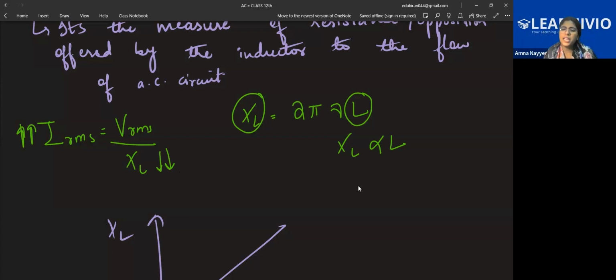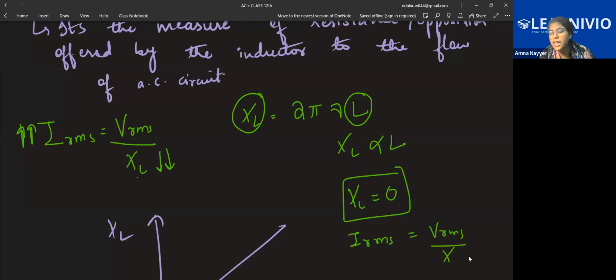So if I make this XL completely equal to 0, it means the current will be the maximum here. In this equation, IRMS is equal to VRMS divided by XL. If I say this is 0, this whole term will be infinite. You know, 1 by 0 is equal to infinity. Current will be so much that it will be infinite because we have reduced resistance to the minimum value.